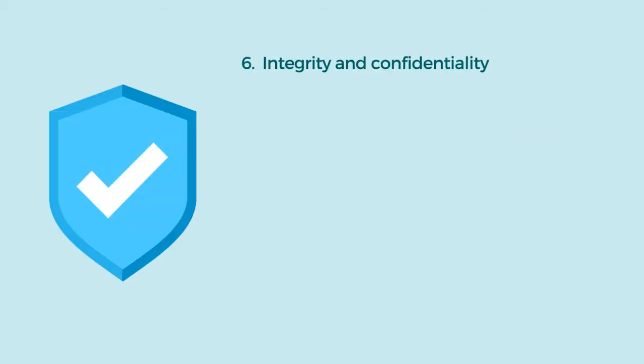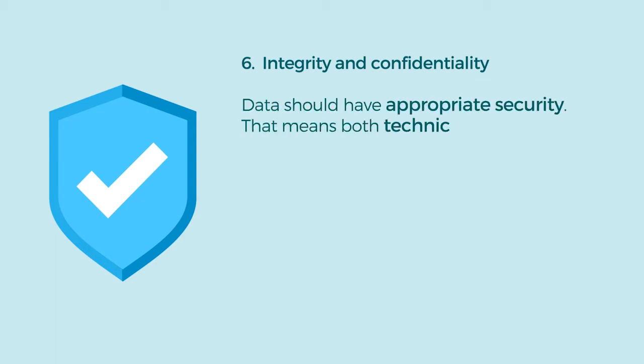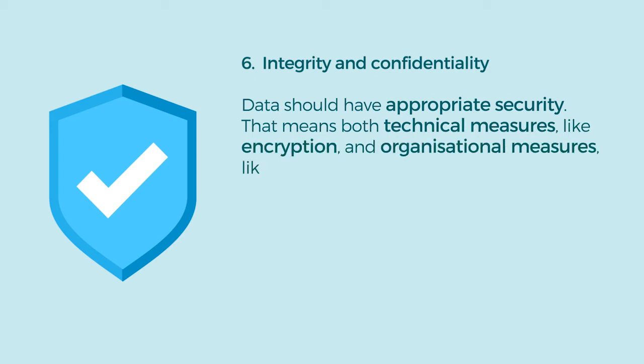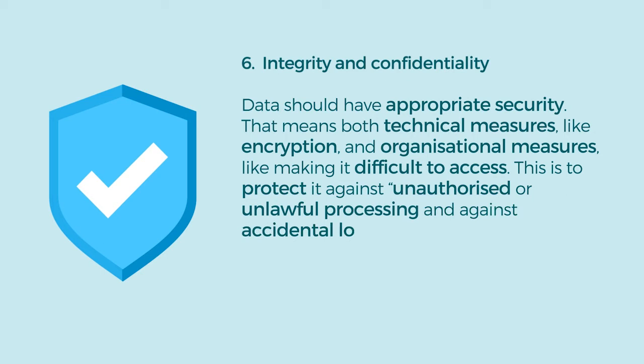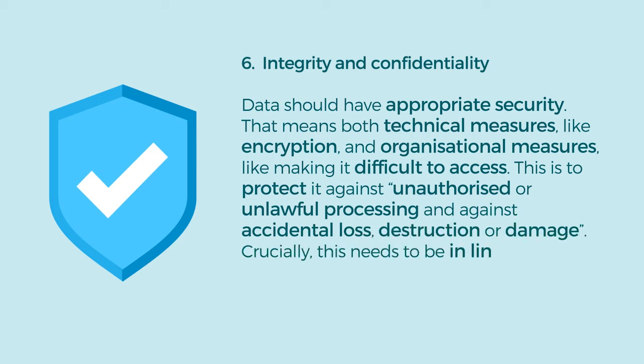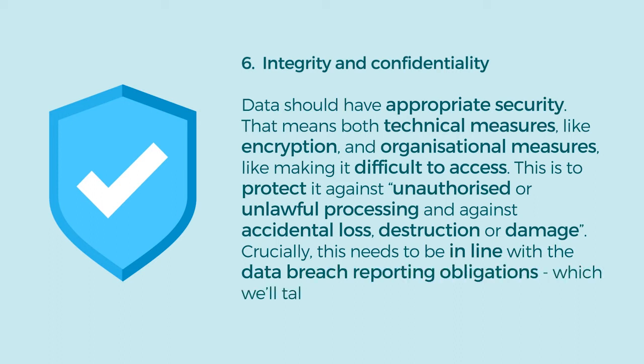6. Integrity and confidentiality. Data should have appropriate security. That means both technical measures, like encryption, and organizational measures, like making it difficult to access. This is to protect it against unauthorized or unlawful processing and against accidental loss, destruction, or damage. Crucially, this needs to be in line with the data breach reporting obligations, which we'll talk about more later.